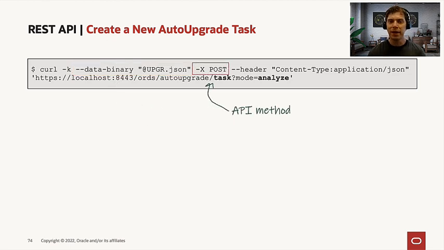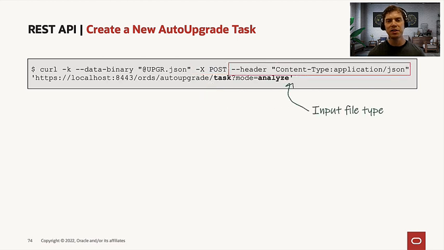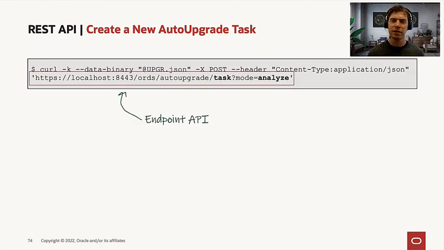Here is what method we are using. For this, we are using the post one. And with the header, we are specifying that the input file we are providing, which is in binary, is actually a JSON file. And finally, the endpoint. Here, we are running against the task endpoint using the post method and also using the mode analyze, meaning we are creating a new job in the analyze mode.